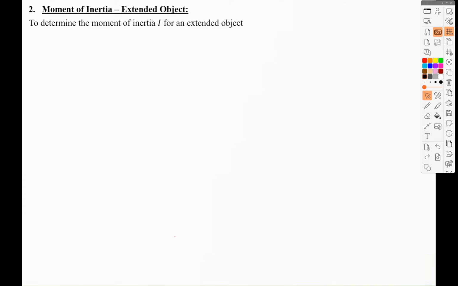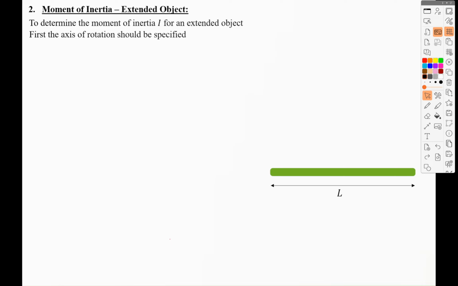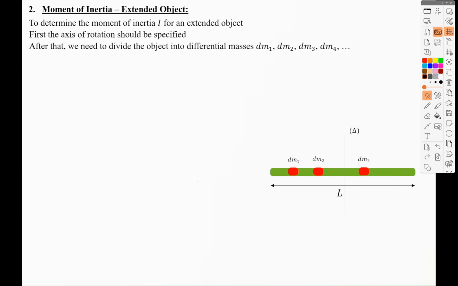Now, to determine the moment of inertia for an extended object like this one, which consists of an infinite number of infinitesimal particles, first the axis of rotation should be specified. So this is the axis of rotation. In this case, I'm considering it to be at the center of the rod. After that, we need to divide the object into differential masses, dm1, dm2, dm3, dm4, up to infinity, and we have done this trick in order to determine the position of the center of mass for an extended object as well. The origin itself would be taken to be the axis of rotation.